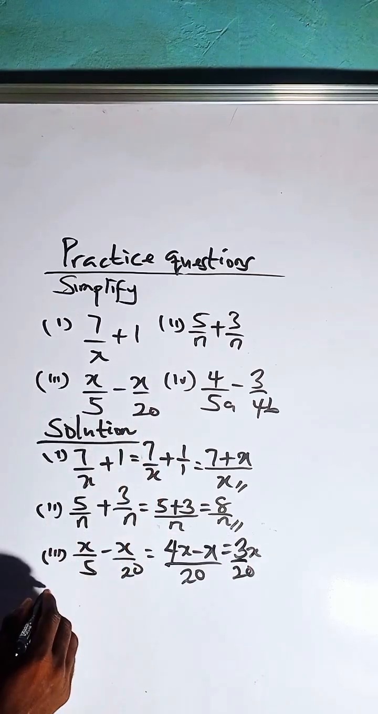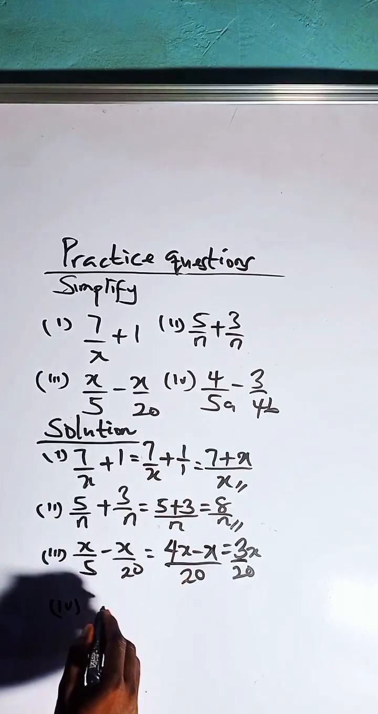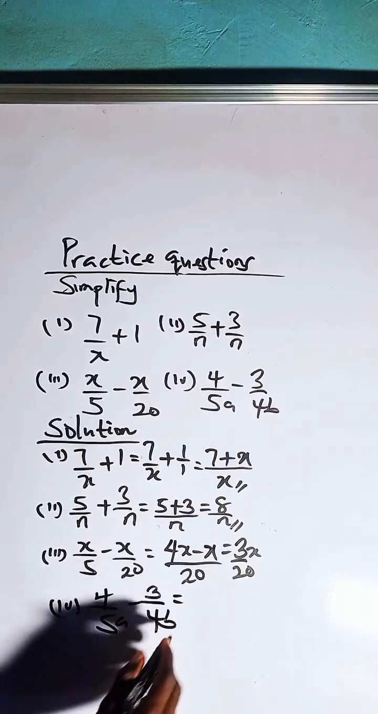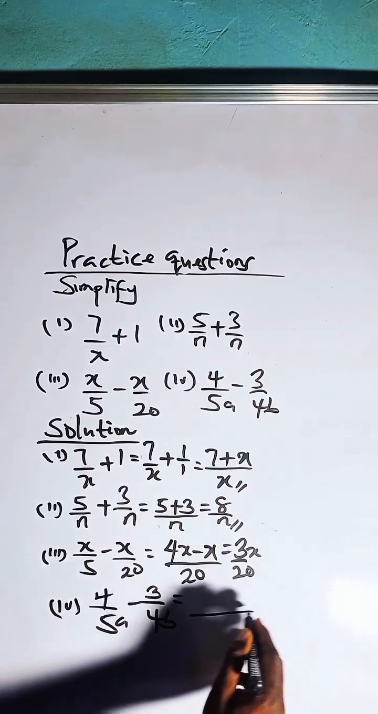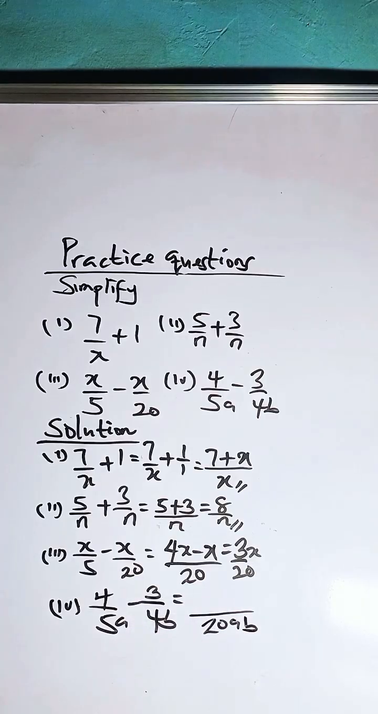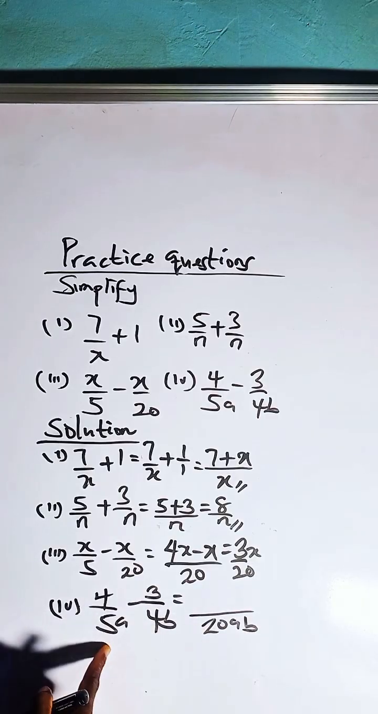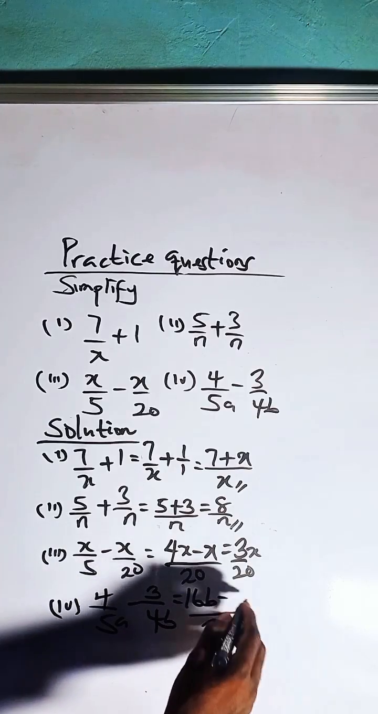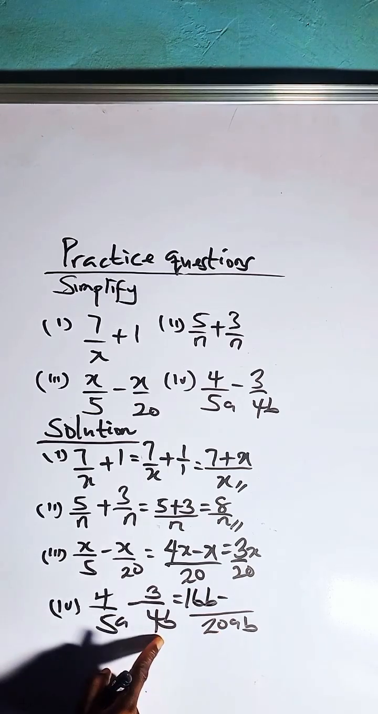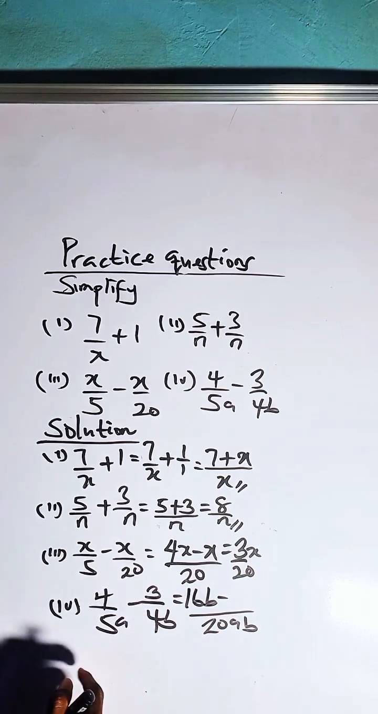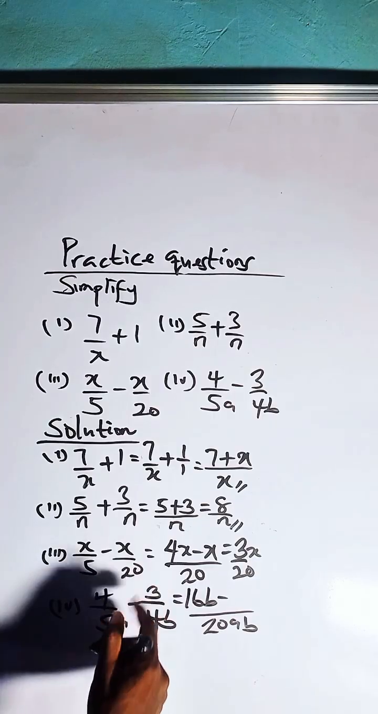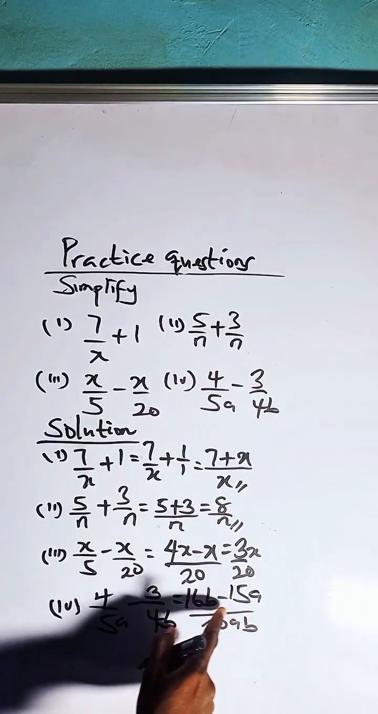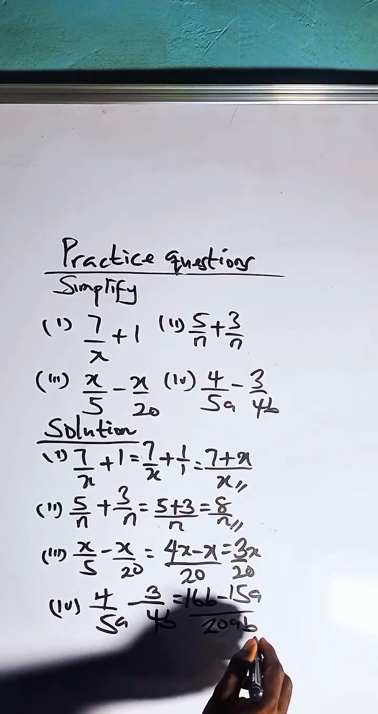So for number 4, we have 4 over 5a minus 3 over 4b. The least common denominator here is 20ab. So we divide this with this, we have 4b, so 4b times 4, we have it as 16b. The next thing we do is to divide this by this. So we do that, we have 5a, so for 5a we multiply by the numerator, so that is 15a. So our final answer is 16b minus 15a divided by 20ab.